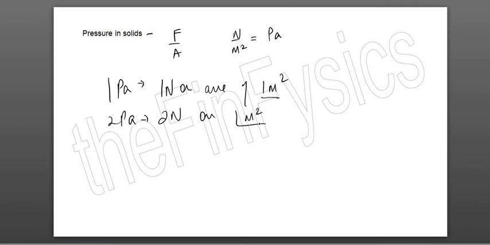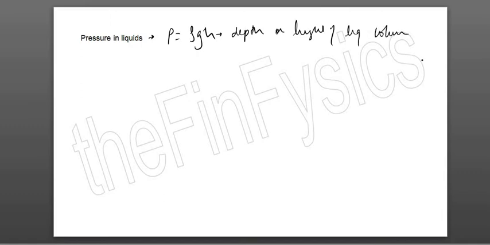Your denominator will always be unit. Okay, normally you don't have much of pressure in solids question. They ask you either pressure in liquids or pressure in gases. So pressure in fluids, the formula becomes pressure equals rho gh, where rho is the density, h is the depth, or height of the liquid column above you. Greater the density, greater is the pressure, greater the depth, greater is the pressure. This is what they ask you in MCQs.